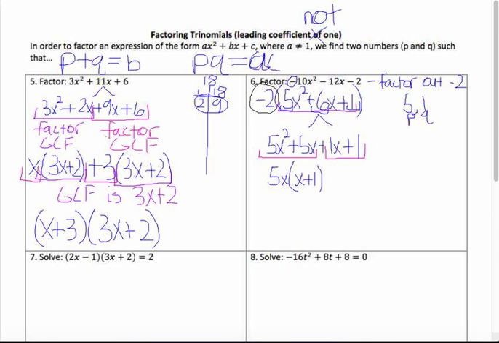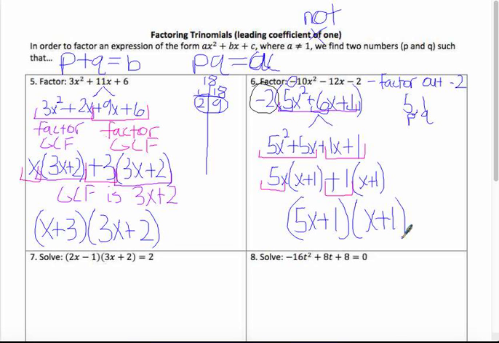But for the sake of convenience, I'm going to write it as I factored a 1 out, which doesn't change anything, right? It's plus 1 times x plus 1. And now I can see that my two factors are 5x plus 1 and x plus 1. So we have 5x plus 1 times x plus 1, and then our -2 that went along for the ride.